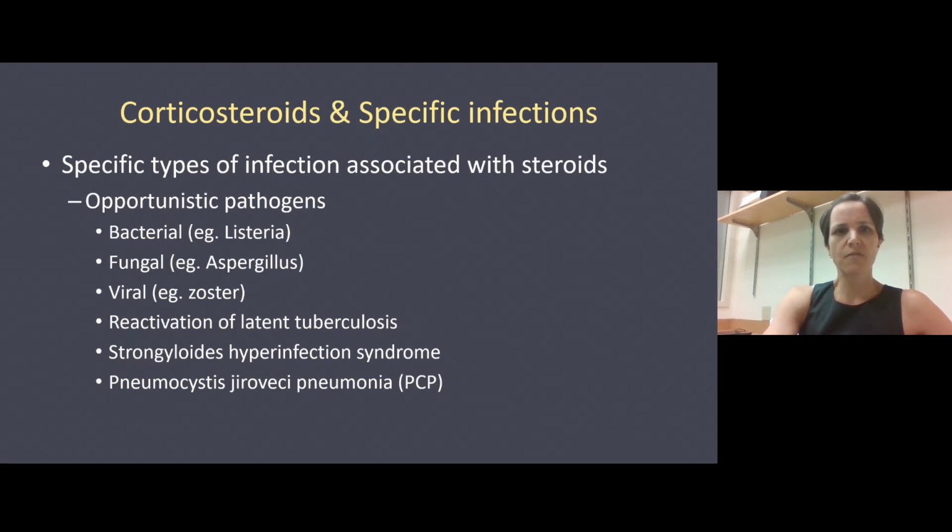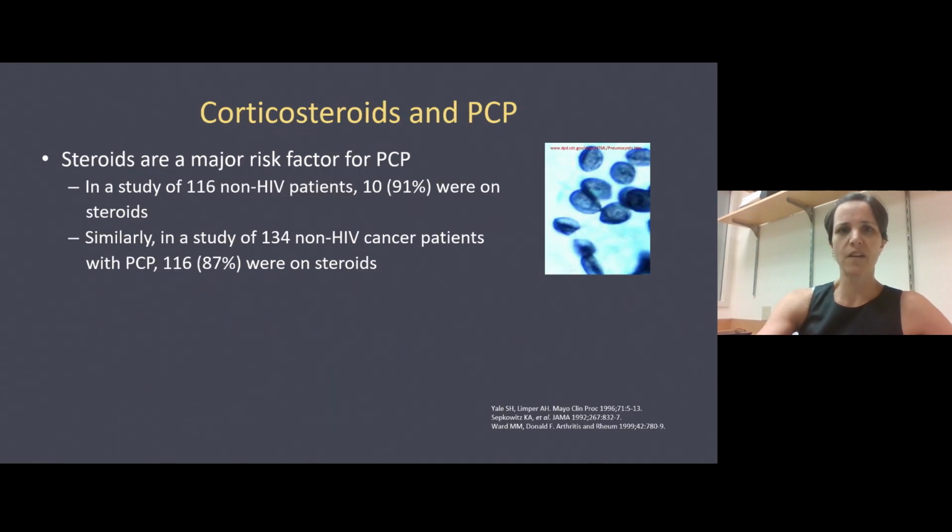So what are the specific infections? We already covered that you can get community-acquired infections, but what are the opportunists? It runs the gamut if you look. It includes things like listeria, fungal infections, viral infections like zoster, latent tuberculosis reactivation, strongyloides hyperinfection, and most importantly, pneumocystis jirovecii pneumonia, or PCP. I really want to dive in on this one because this is a preventable and important complication. Steroids are really the major risk factor for PCP.